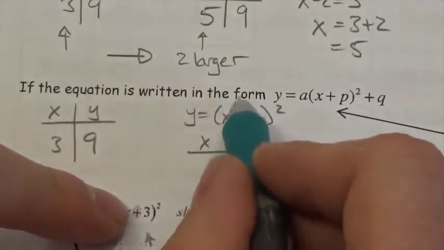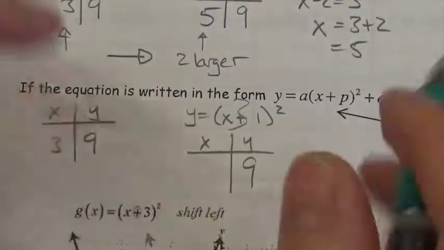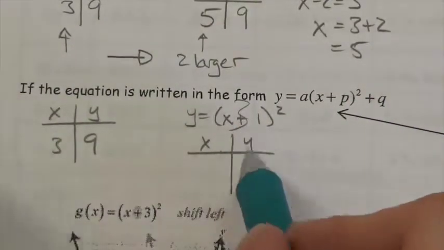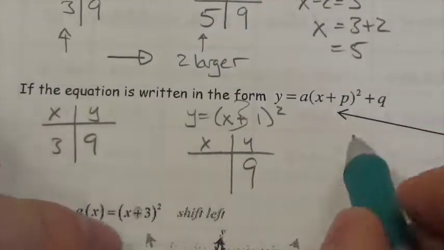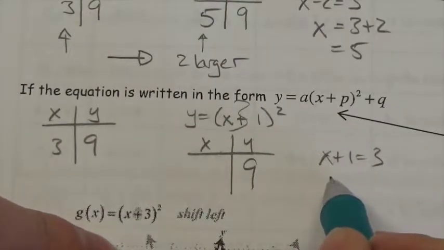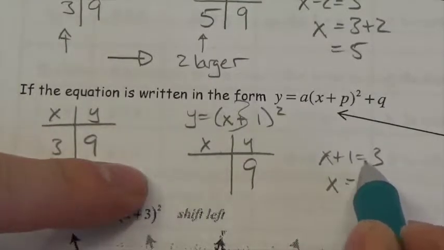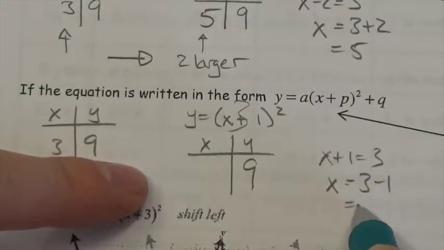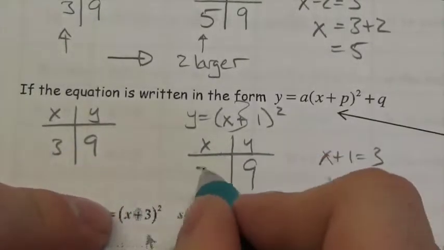So that means I need this to be 3. Whatever's inside the parentheses has to be 3 so that I get 9 as a result when I square it, which means x plus 1 must equal 3. Now bring the 1 over to isolate the x to get the actual x coordinate, which means I have to subtract the 1 to get 2. So the x value is 2.